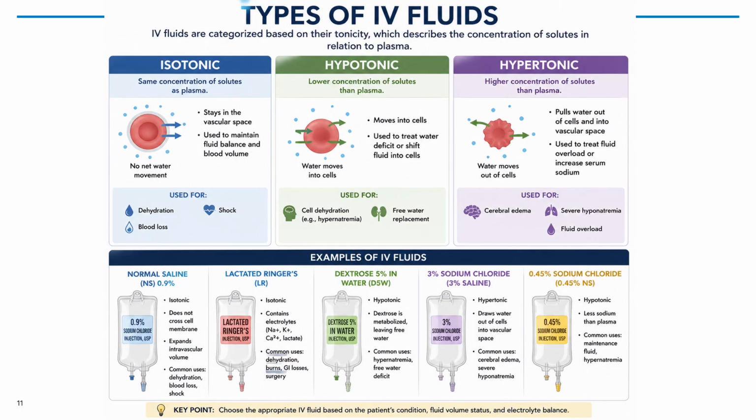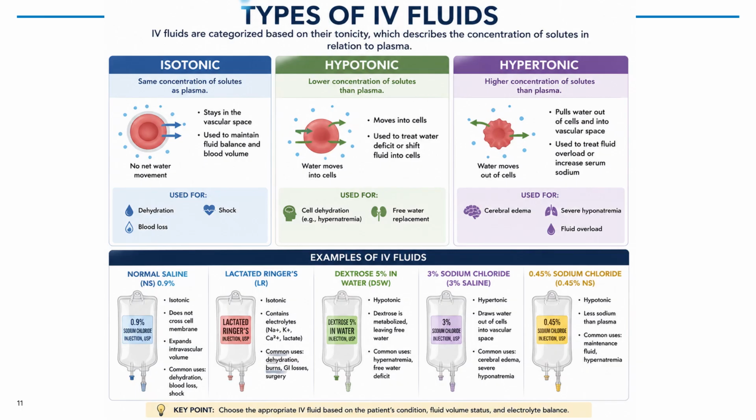Then we have lactated Ringer's, also an isotonic fluid, but it contains electrolytes such as sodium, potassium, calcium chloride, and lactate. The lactate is metabolized by the liver into bicarb, which can help buffer metabolic acidosis. You'll commonly see LR used in settings like trauma, burns, surgical patients, and GI fluid losses.